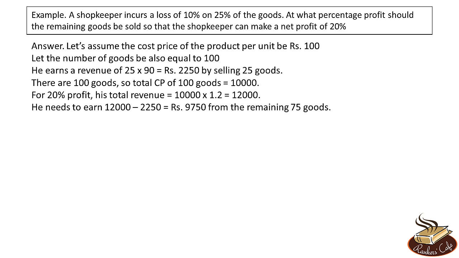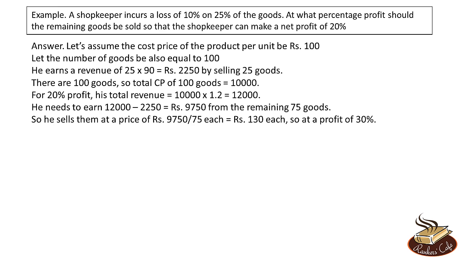So what is the price at which he sells each of them? Well, it is obviously 9750 divided by 75, that is rupees 130 each. As the cost price was rupees 100 each, he sells them at a profit of 30% each. Okay, I made a blunder here.